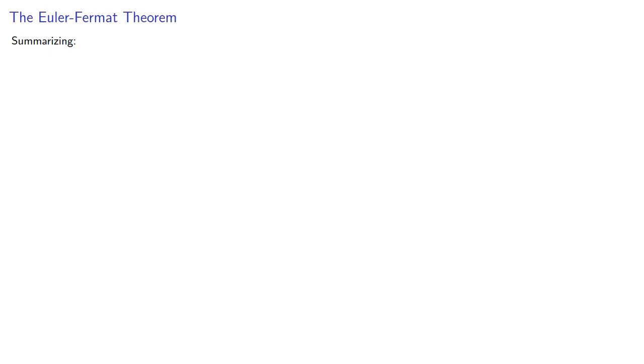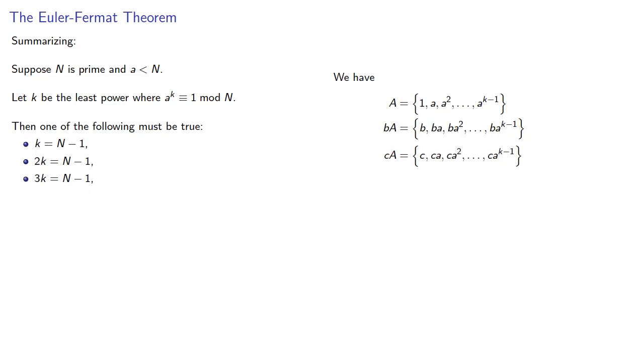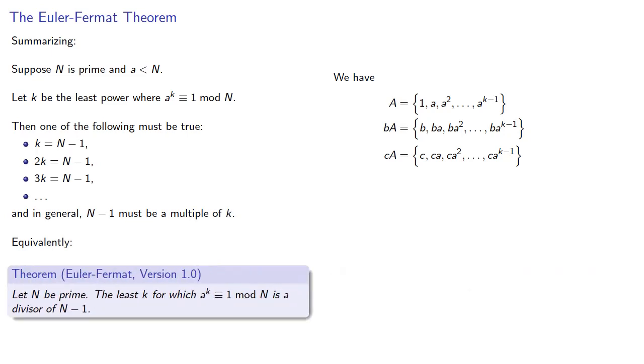And if we want to summarize our results, we have the following. Suppose n is prime and a is less than n. Let k be the least power where a to the power k is congruent to 1 mod n. Then one of the following must be true: k is equal to n minus 1, or 2k is n minus 1, or 3k is n minus 1, and so on. And in general, n minus 1 must be a multiple of k. Equivalently, we often state this result as follows. Let n be prime. The least k for which a to the power k is congruent to 1 mod n is a divisor of n minus 1.